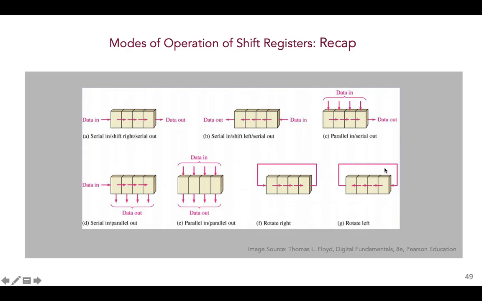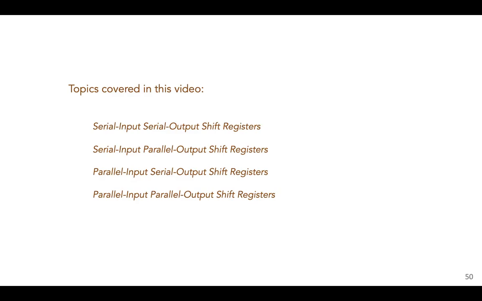All right, so that's it for this video. So far, we have discussed the 4 main kinds of operations of shift registers: serial input, serial output, serial input, parallel output, parallel input, serial output, and parallel input, parallel output shift registers.